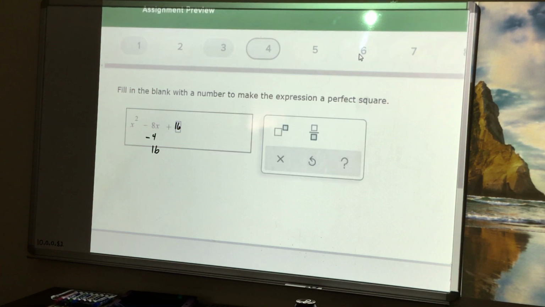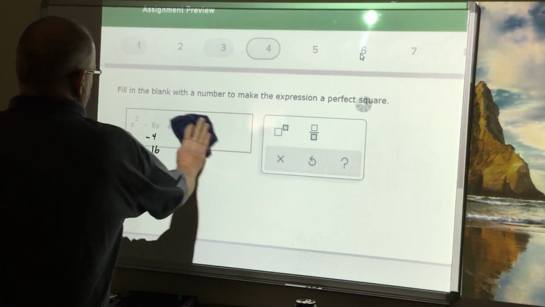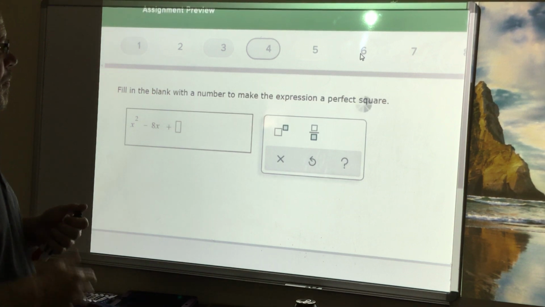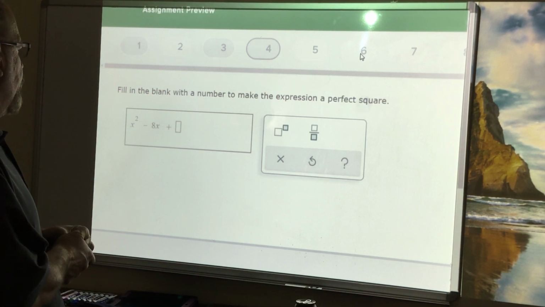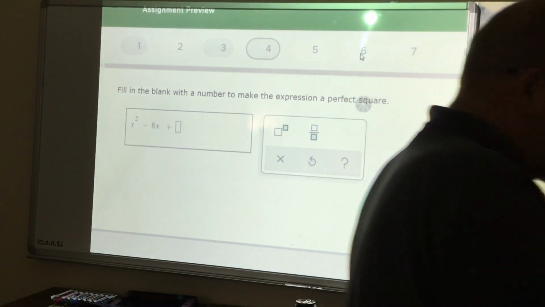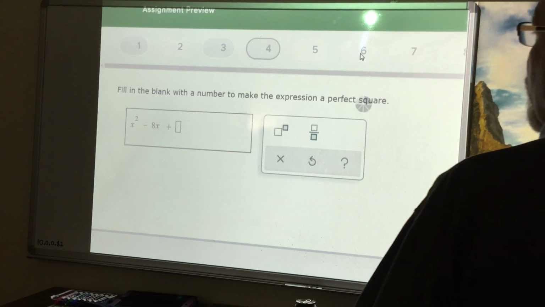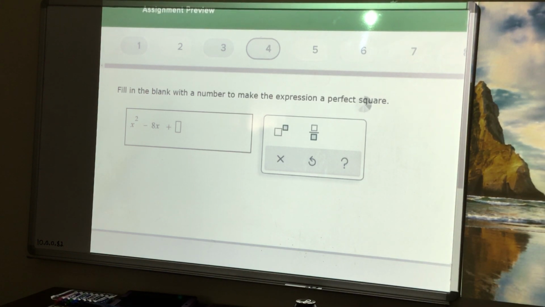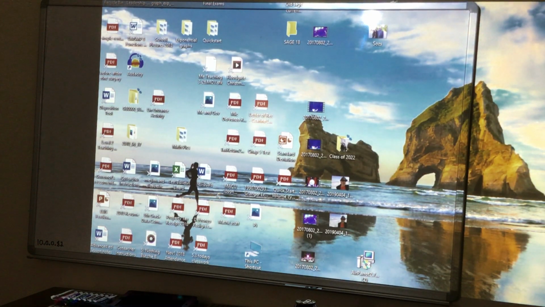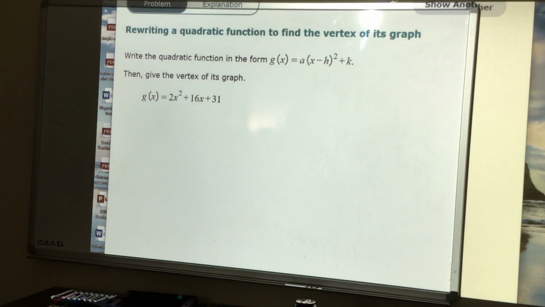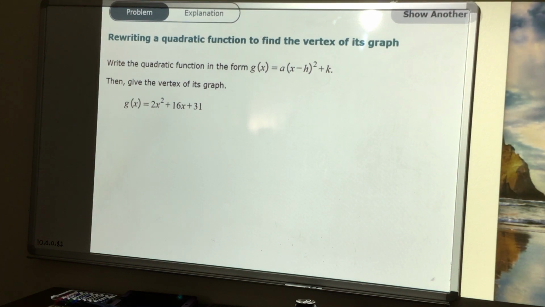Number 6 is a different kind of problem. Number 6 is rewriting a quadratic formula to find the vertex from a graph. Let me try number 7. Number 6 is giving trouble. Let me do this. It's not working. Do it this way. Okay, so I don't have the input box here again, so this is from yesterday's assignment.